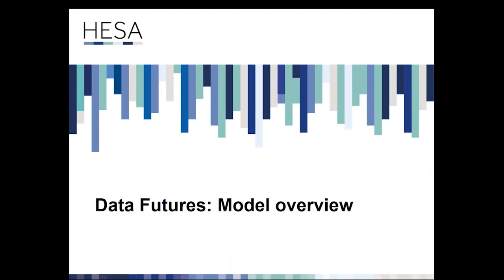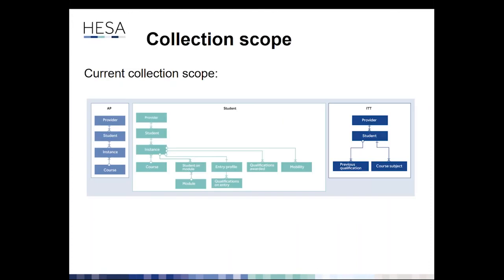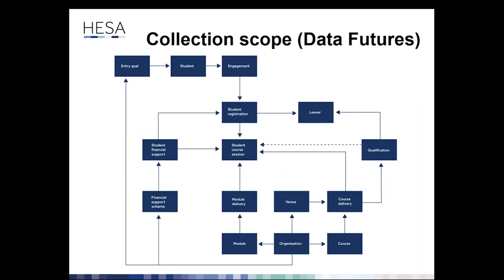Just as a reminder, I'm sure a lot of you have seen this before, but the model we've created is a combination of our alternative provider, our student, and our initial teacher training records. So we've taken those three records and combined them into one new data model. This is a simplified version of that model you can see in front of you. The aim of today is to run through all of that for you. I'll run through some of the new concepts that might be unfamiliar to you, but also hopefully, for those who've been involved in the collections before, you will hear a lot of fields and concepts that are familiar to you and where they fit within this new model.